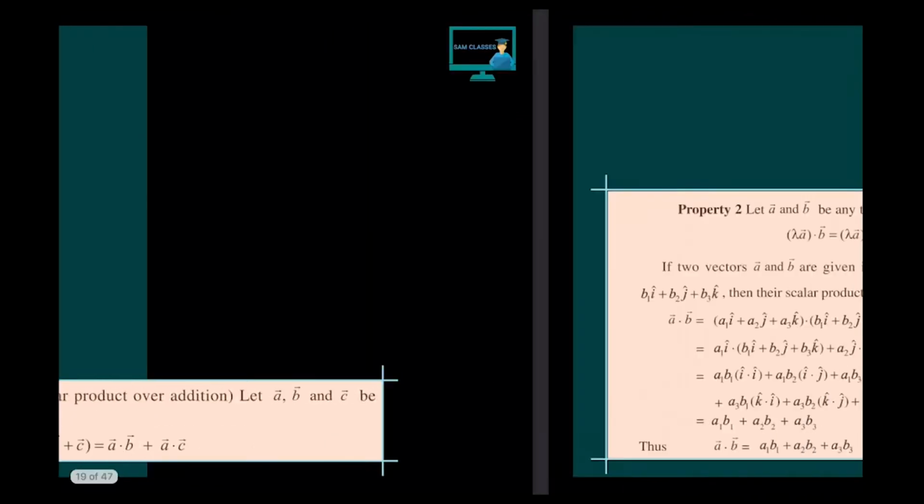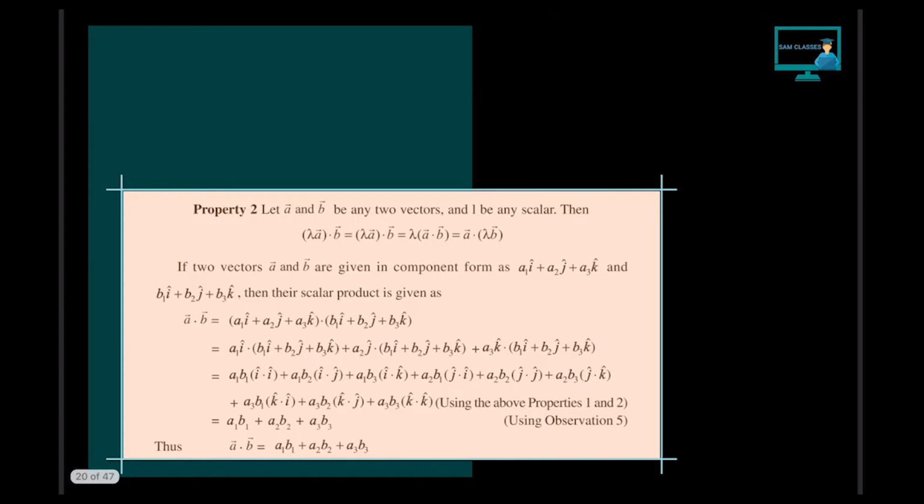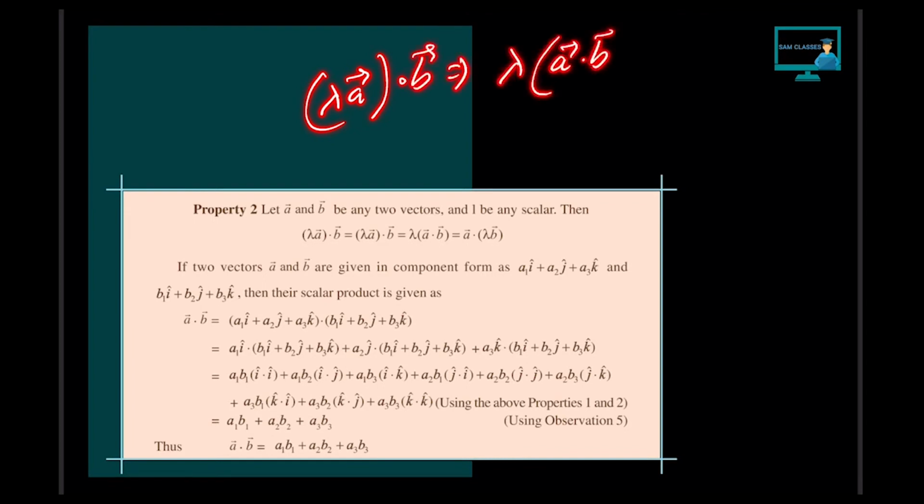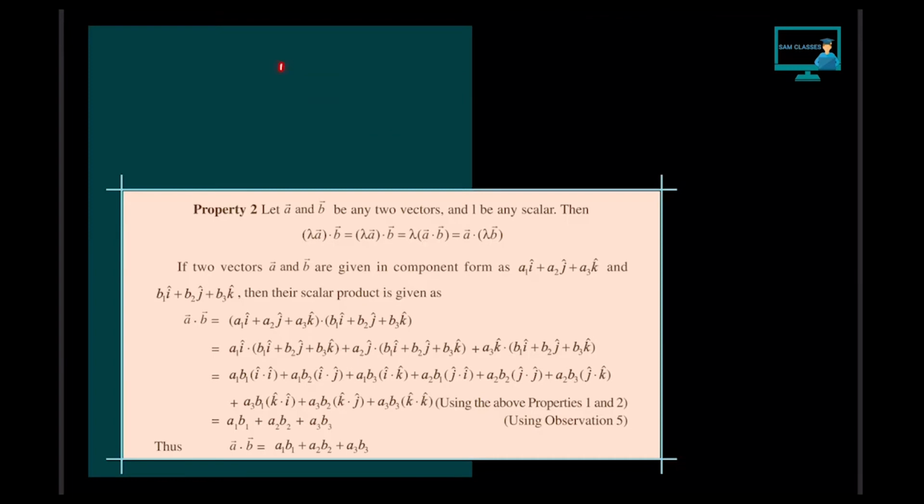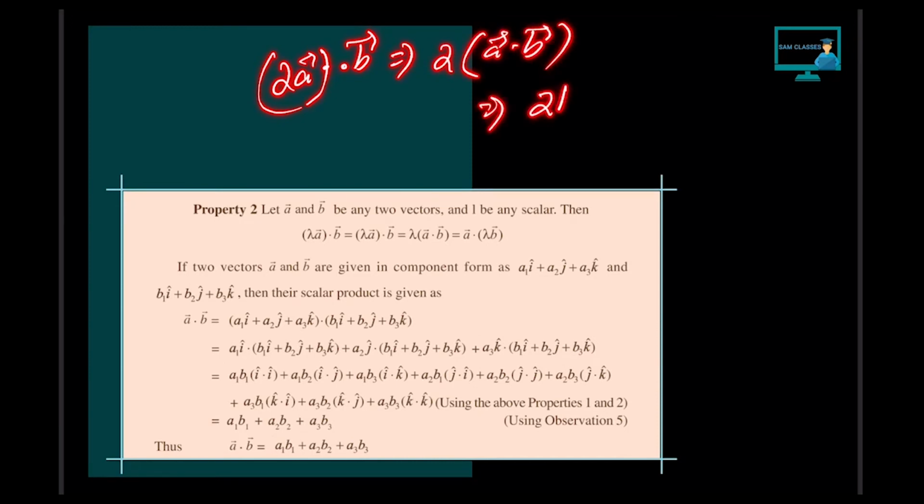Okay. Next, this property: when we multiply by a scalar and then take the dot product, there are no changes. Lambda times A vector, dotted with B, is the same as lambda times A vector dot B vector, and that is also the same as A vector dot lambda times B vector. You can take an example. Let's say we have 2A vector dot B vector. It can also be written as 2 of A vector dot B vector, or 2 of B vector dot A vector. Okay, so we can write all this.